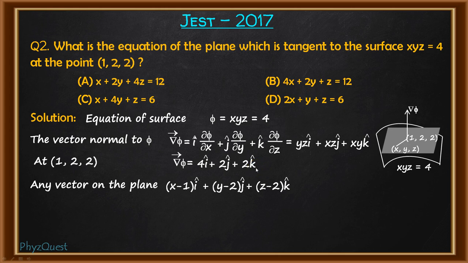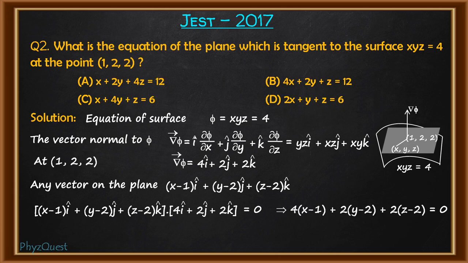So by solving this, we will get the expression of x, y and z, and that will provide us the expression of the plane. So let's do that. (x − 1) i cap + (y − 2) j cap + (z − 2) k cap dot (4 i cap + 2 j cap + 2 k cap). This is equal to 0.